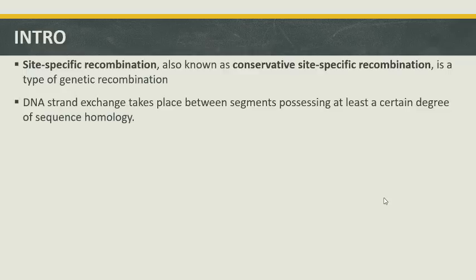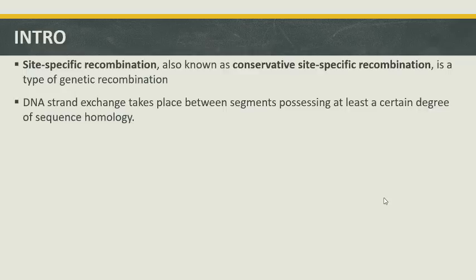As you can see from the title or the name of this particular recombination, this is a specific recombination which takes place at a very specific site within the DNA molecule. Therefore, it is also known as conservative. By specific, we usually mean that whenever a recombination takes place in DNA, it will take place at that particular point, at that particular sequence of base pairs, and not anywhere else. So this is why it is known as site specific. It is not general, what we have discussed before.